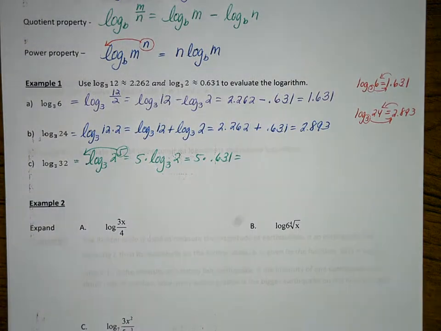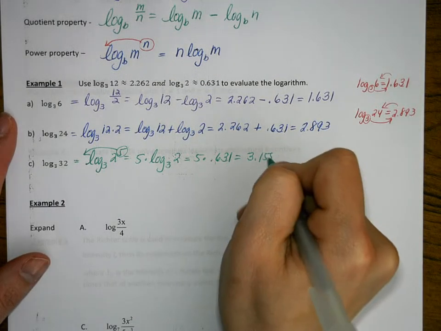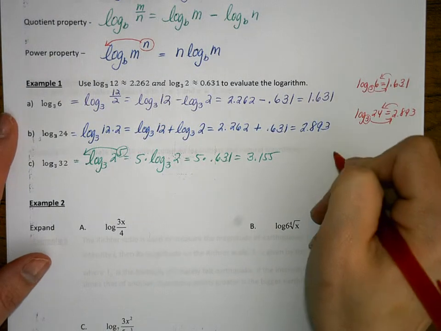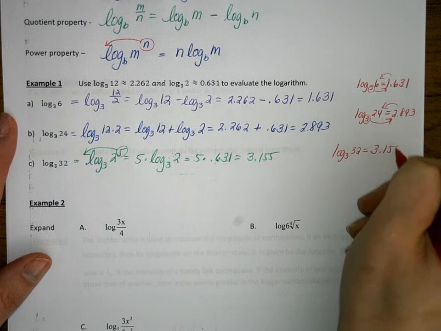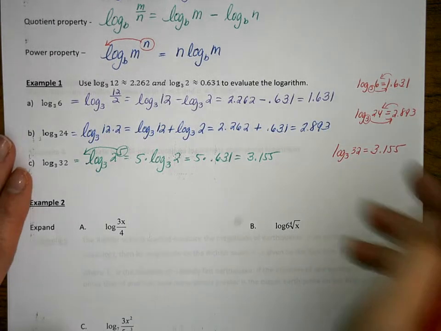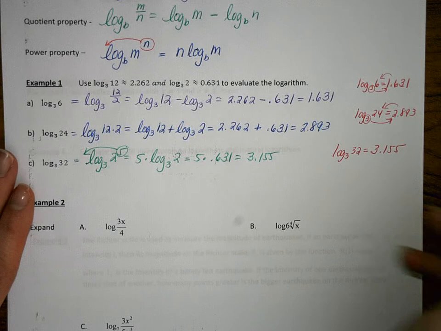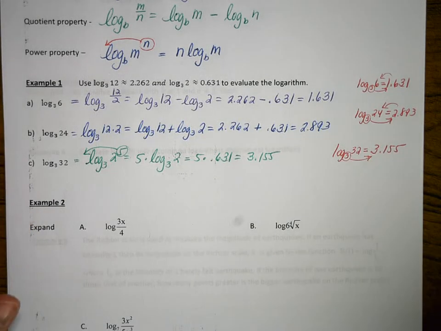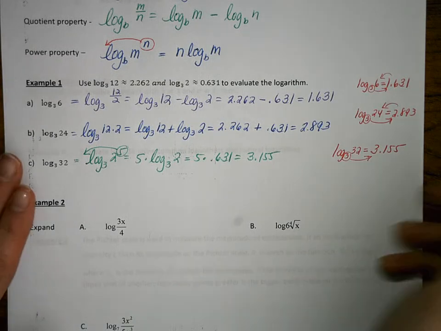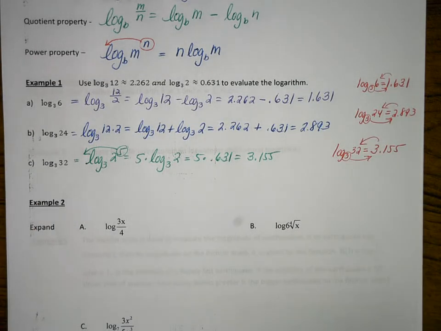All right, Miss Jocelyn, what do you get for 5 multiplied by 631 thousandths? 3.155. All right, so I am making the assumption that log base 3 of 32 is equal to 3.155. All right, Brennan, what do I do to check? Yep, 3 raised to that exponent of 3.155, and what'd you get? 32.4. Pretty close to 32. Exciting. All right, one way to use these properties.